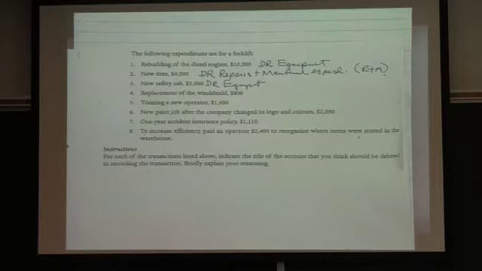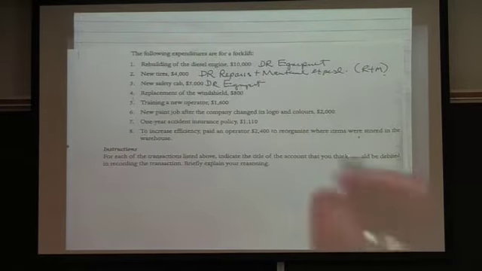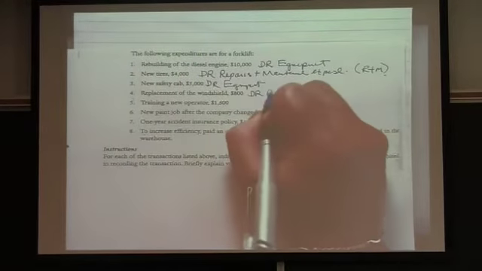Now, number 4, replacing windshield, $800. Again, it's the same argument as with the tires, isn't it? It does not make the equipment much more useful or productive. So to me, this is a debit to repairs and maintenance.